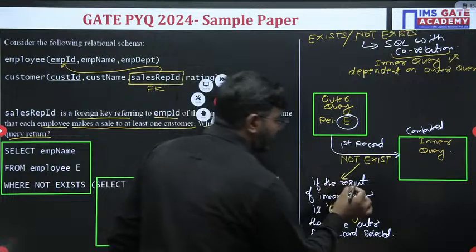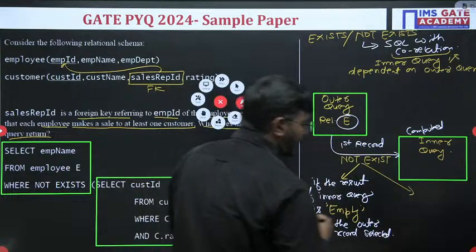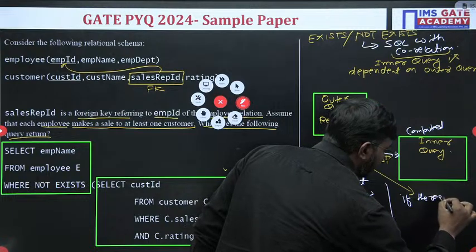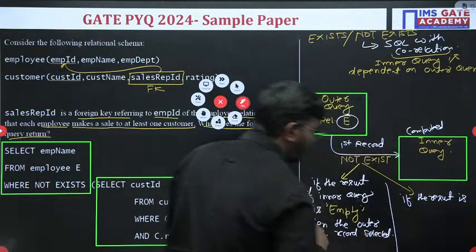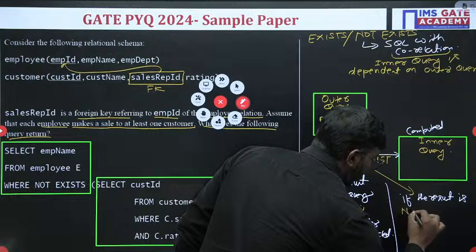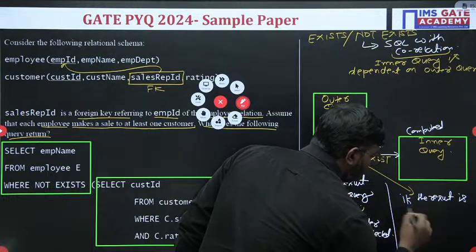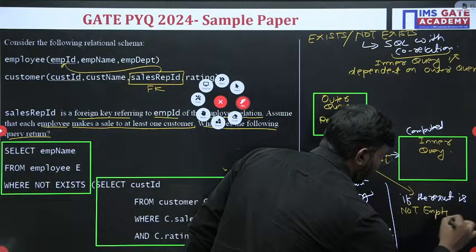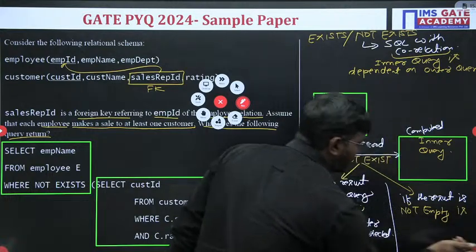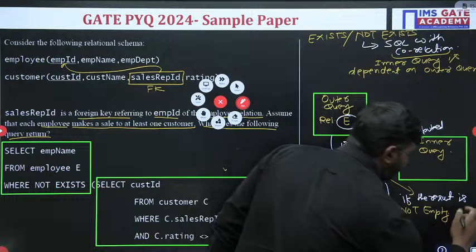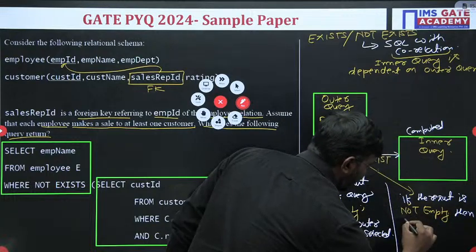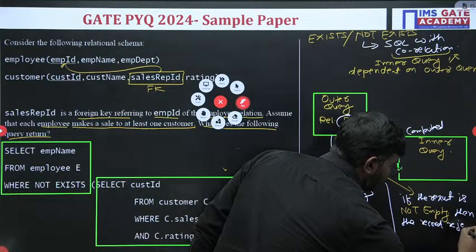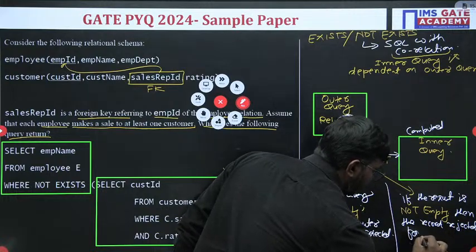Understood? So here, if the result is not empty, or non-empty, then I can say the record is rejected from the outer relation.